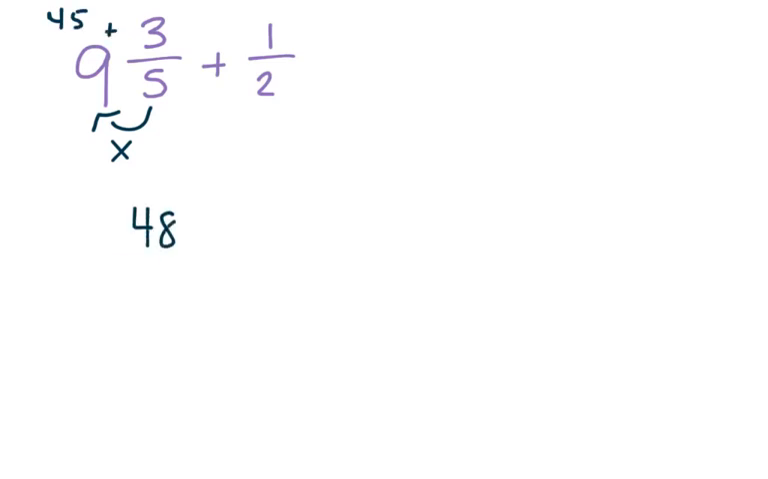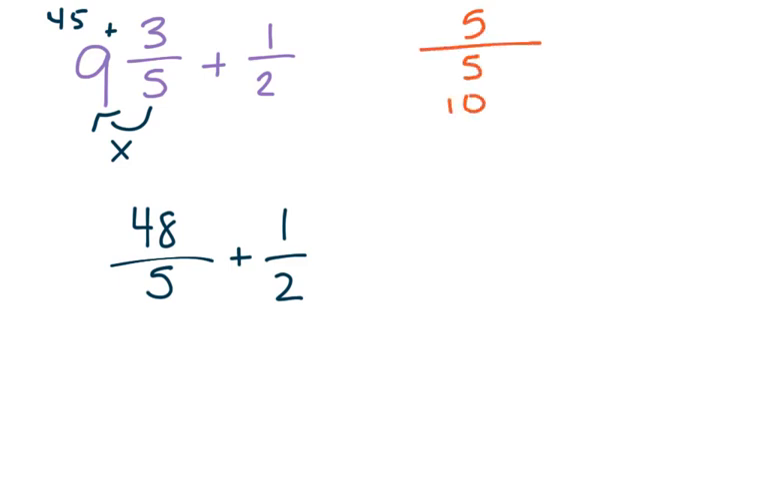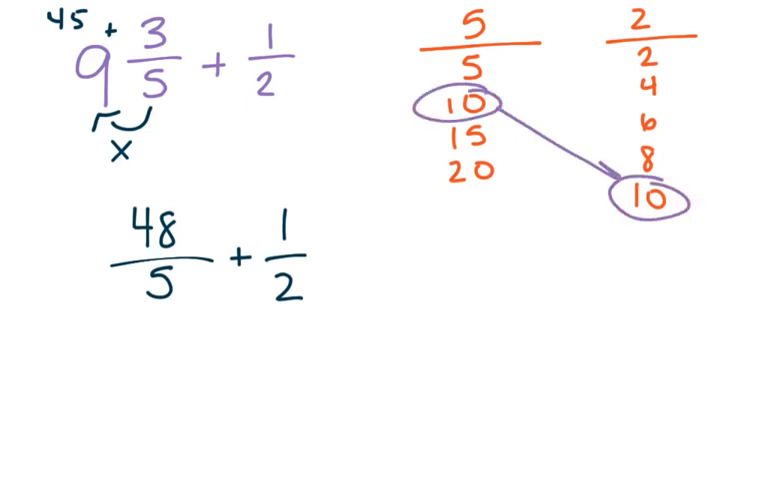Let's look at a mixed number example really quickly. So we have 9 and 3/5 plus 1/2. Okay? So remember, we're going to change this into an improper fraction. 5 times 9 is 45 plus 3 gives us 48 over 5 plus 1/2. Okay, between 5 and 2 you can start listing multiples. So we have 5, 10, 15, 20 for 2, 2 times 1 is 2, 4, 6, 8, 10. 10 is my common denominator.